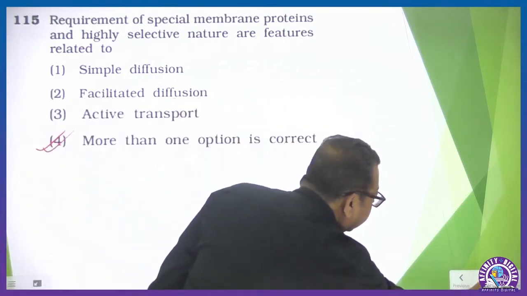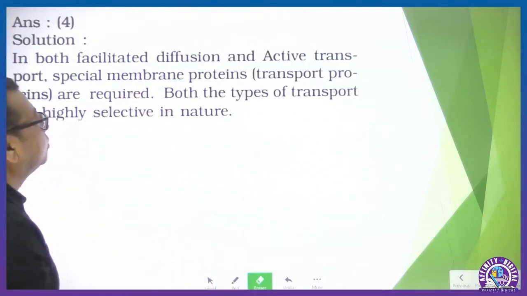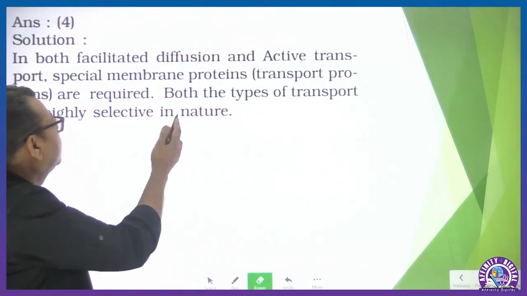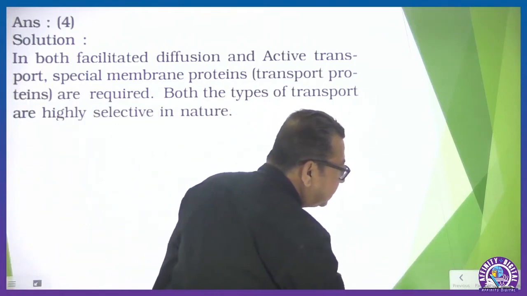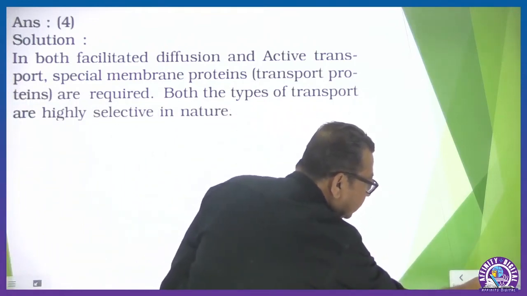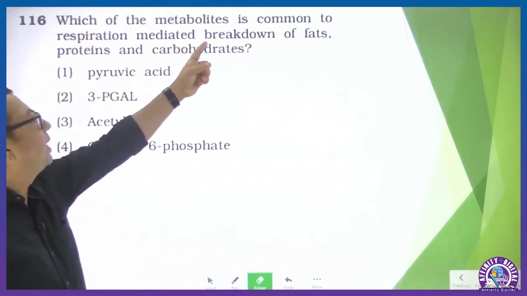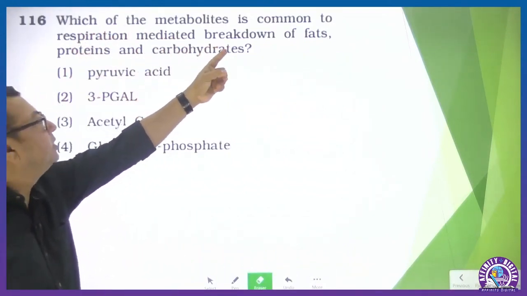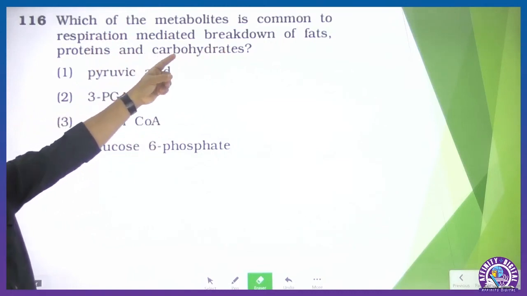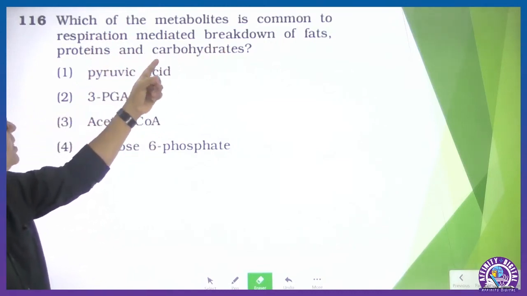Then next, here I have given the solution. Both the types of transport are highly selective in nature. These types of things we have already discussed in the class nicely in detail. Next question: which of the metabolites is common to respiration mediated breakdown of fats, proteins and carbohydrates?